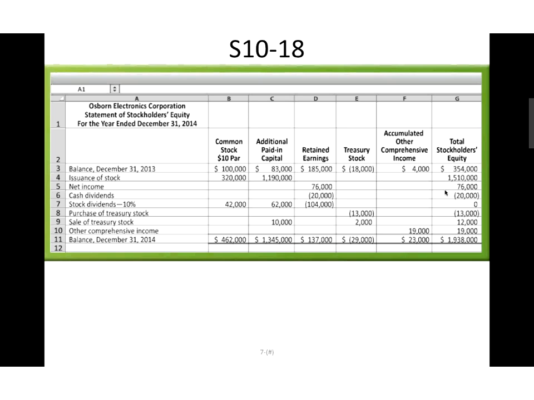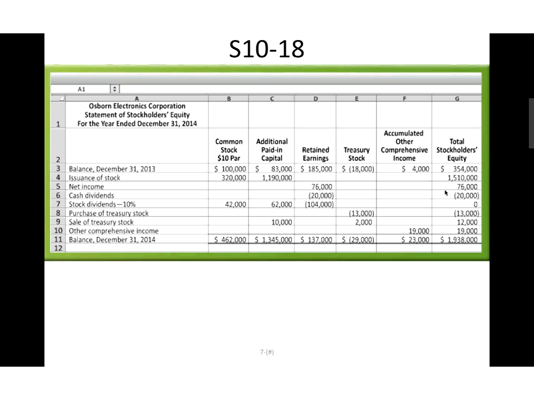It includes retained earnings, but it also includes the other stockholders' equity accounts too. So basically what companies do is they say, we have common stock, we have additional paid-in capital, we have retained earnings, we have treasury stock. We have all these accounts in stockholders' equity. They're going to go through and tell us what happened.